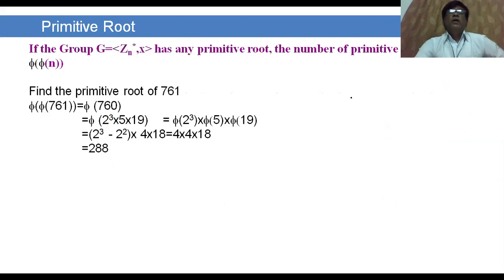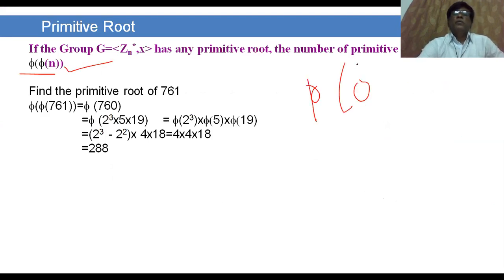Now, in this group, the number of primitive roots can be calculated by using this formula. If p is a prime, pi of n gives the total number of primitive roots of n.